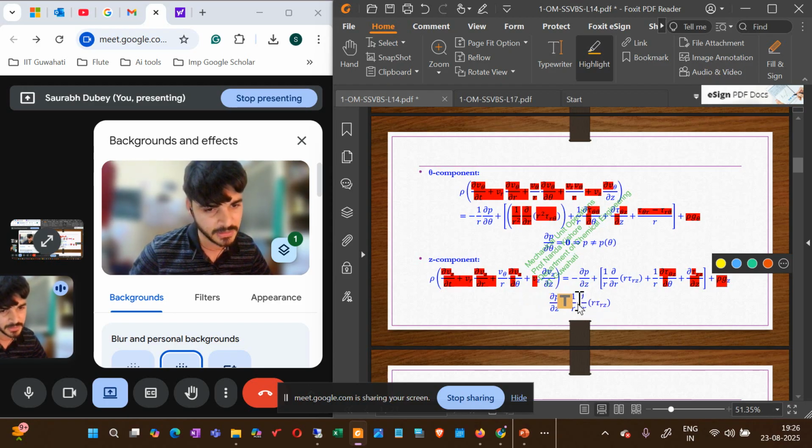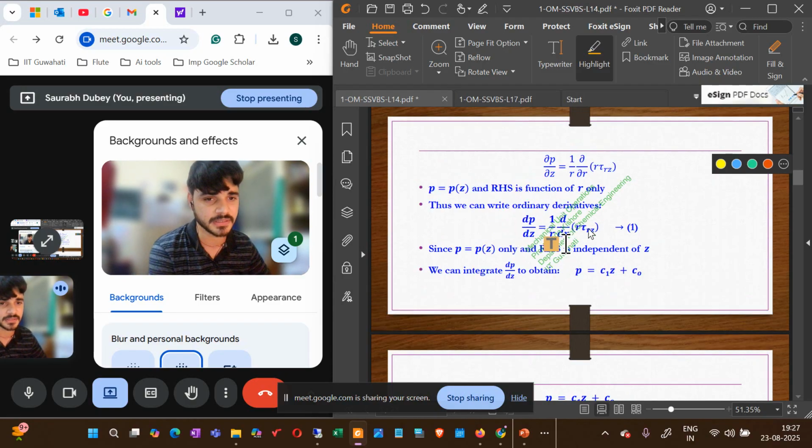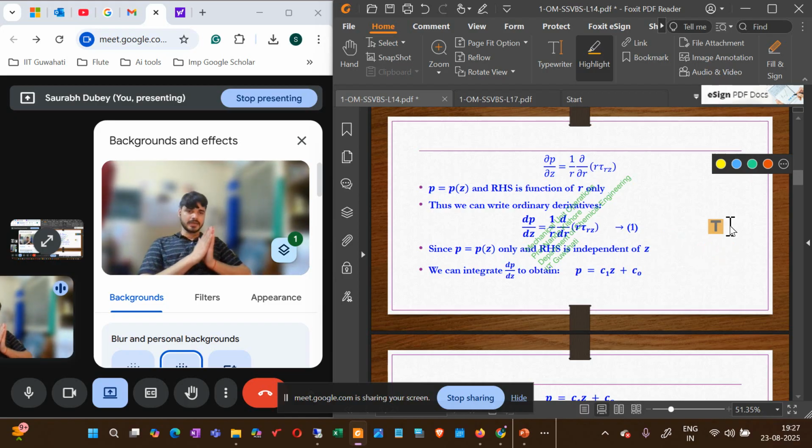So individually you can solve these terms. So P is a function of Z, right? And the RHS is a function of R, right hand side. So thus we can write ordinary derivatives here, right? Because they are not partial, right? And now once it is an ordinary derivative, you say that P is a function of Z only, and the right hand side is independent of Z, right? So you can solve them separately.